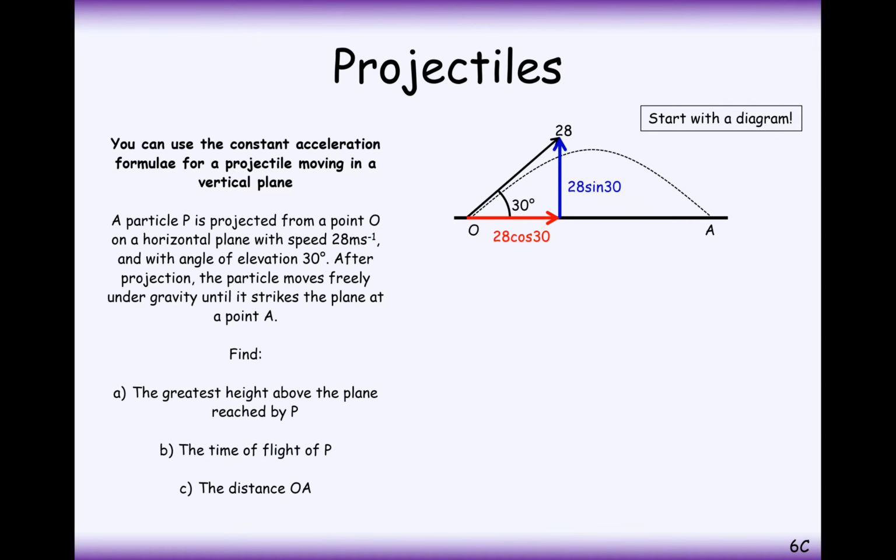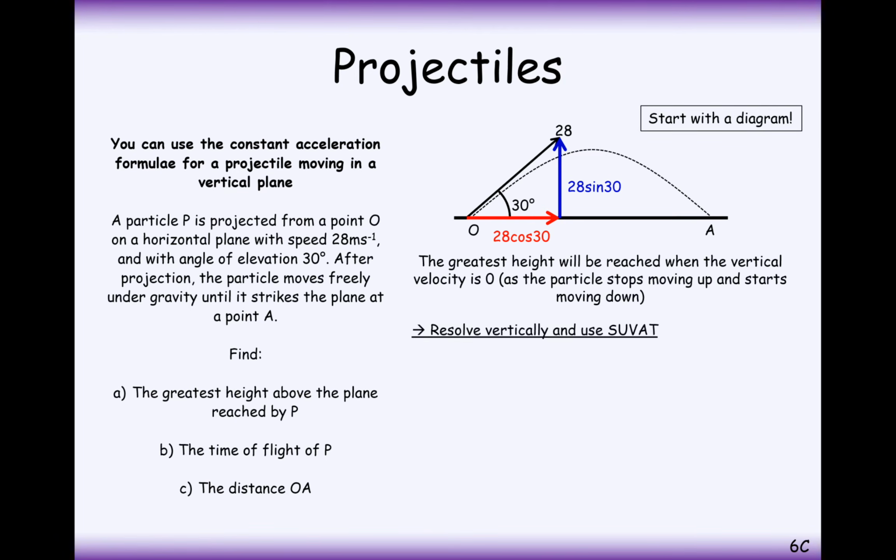So the first thing we need to do is to resolve our initial speed. Use a right angled triangle to do that, 30 degrees inside the triangle, 28 cos 30 on the adjacent side, 28 sin 30 on the opposite side. So the greatest height will be reached when the vertical velocity is 0, or in other words, as the particle stops moving upwards and starts to move downwards. So resolving vertically and using SUVAT.